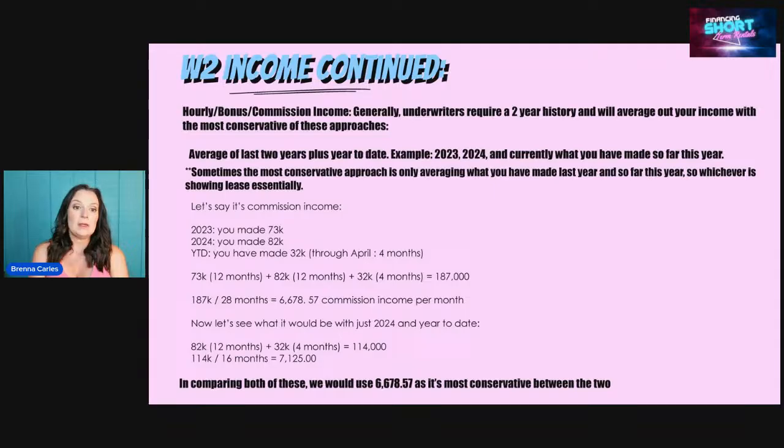So for any of these that are not guaranteed, so bonus, hourly wages, commission, we look at the average of the last 2 years plus year-to-date income. So, for example, 2023, 2024, and currently what you have made so far this year.